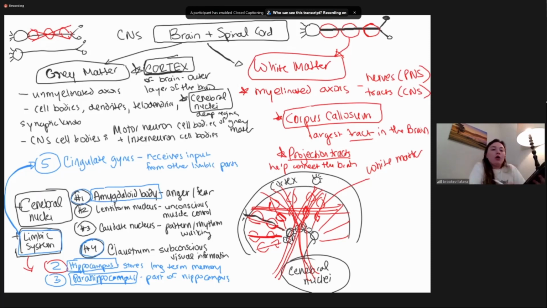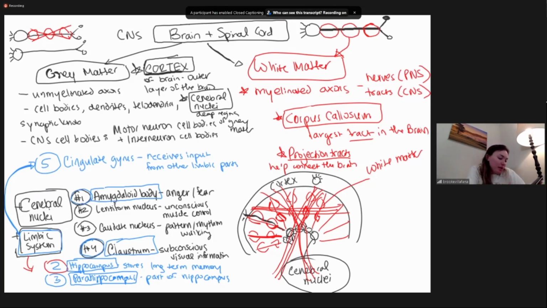Okay, so all of them are cerebral nuclei. The 4 examples of cerebral nuclei that were given to you are already given here in black. Does that make sense? Amygdaloid body, lentiform nucleus, caudate nucleus, and claustrum. In addition to those, there are 3 more. Amygdaloid body and claustrum are part of the limbic system. The lentiform nucleus and caudate nucleus are not a part of the limbic system.